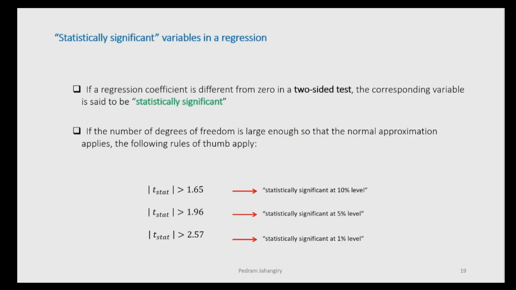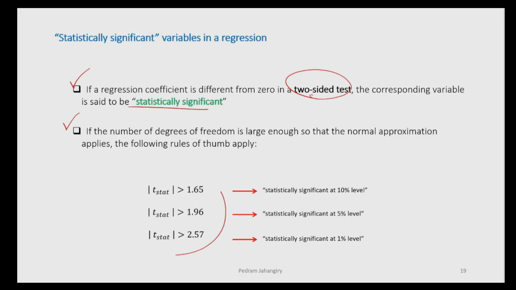So let's quickly go over the very final slides. It says that if a regression coefficient is different from 0 in a two-sided test, we say the corresponding variable is statistically significant. So whenever you hear me or other people ask, is your coefficient statistically significant, this is what they mean. Is it a two-tail test? Can you reject in the two-tail test? And then there are some rules of thumb.